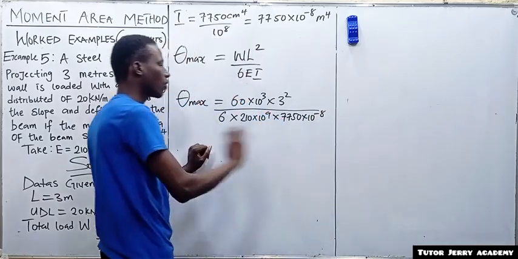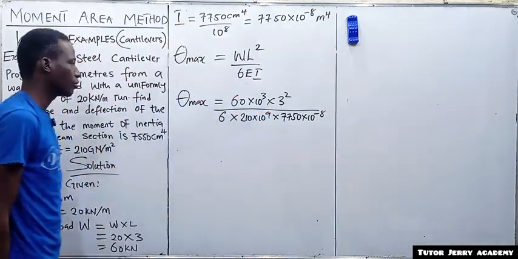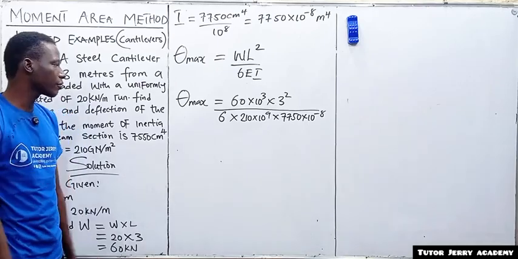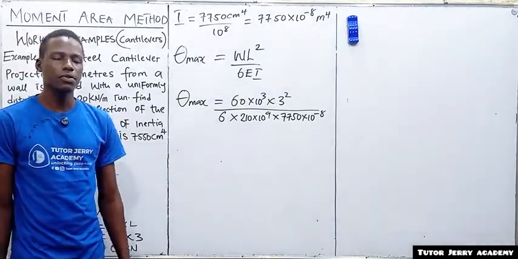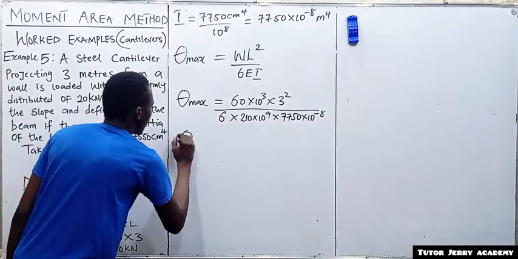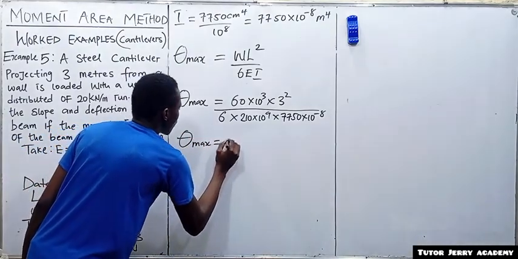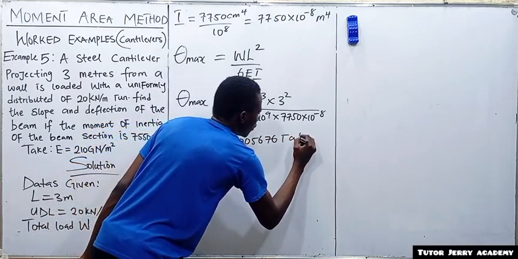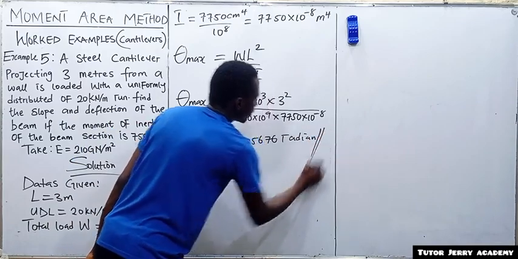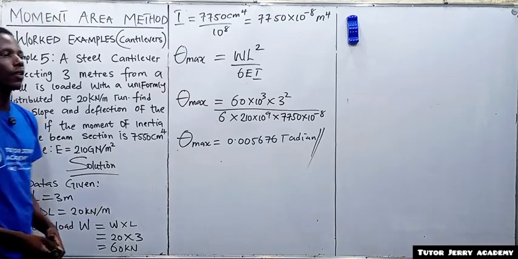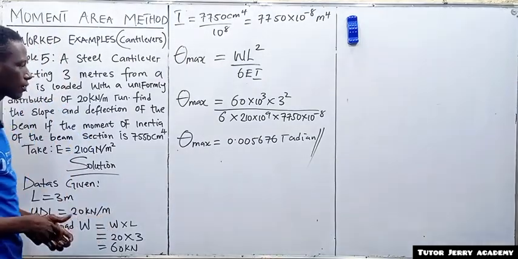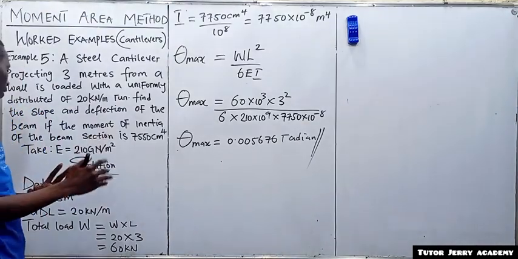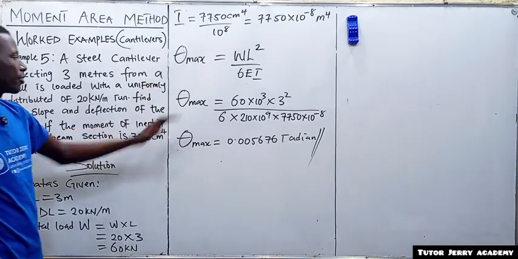If you press this in your calculator and solve, you are going to get your theta max to be equal to 0.005676 radian. So we have theta max equal to 0.005676 radian. This is our value for theta max. I hope you get what we just did. All we just did is get the formula, arrange our values, get the formula, and substitute.